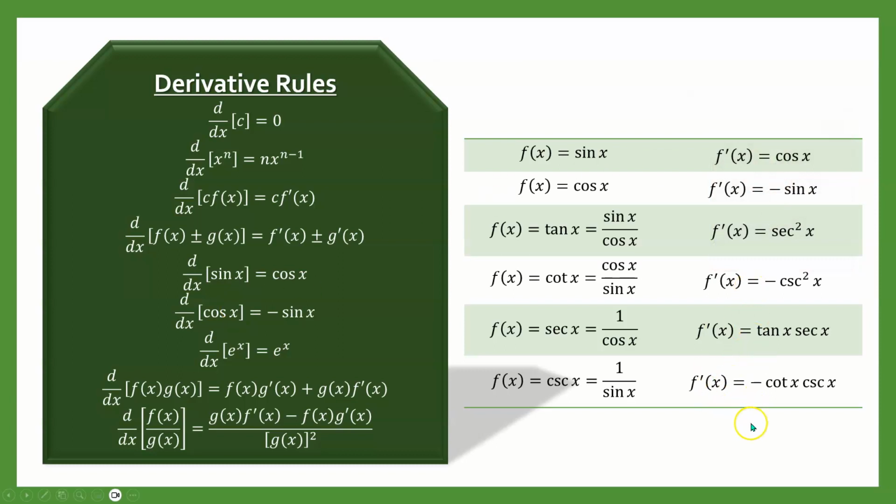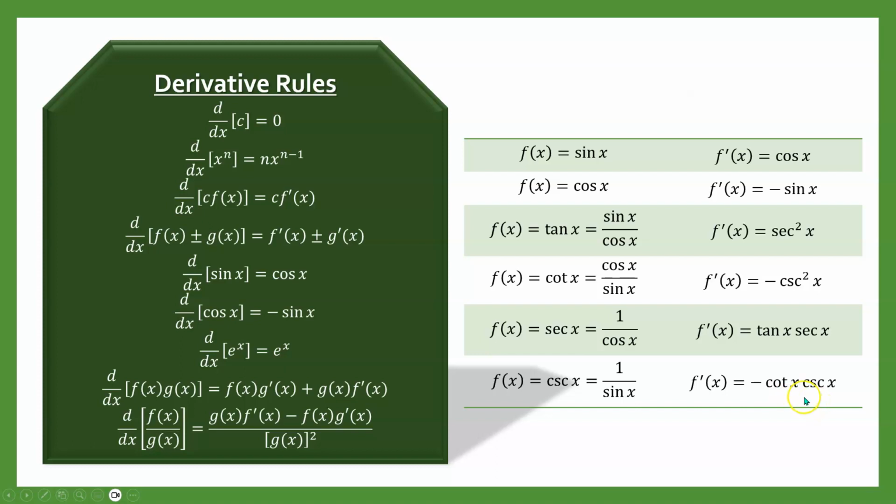And the remaining two rules, I'm just going to tell you what they are. They can be worked out similarly to how we worked out the derivatives of tangent and secant. It turns out that the derivative of cotangent x is negative cosecant squared of x, and the derivative of cosecant x is negative cotangent x times cosecant x.